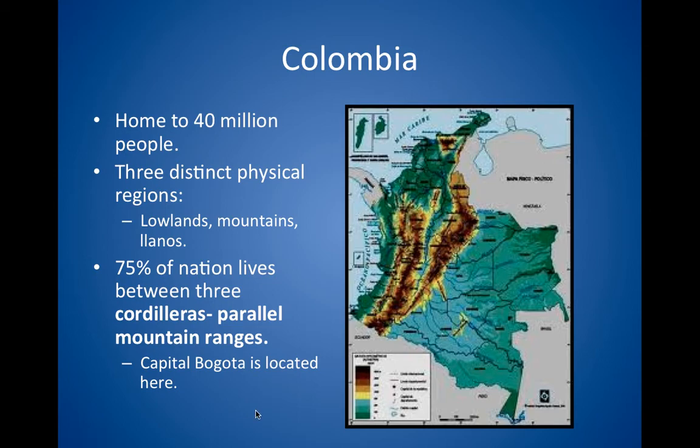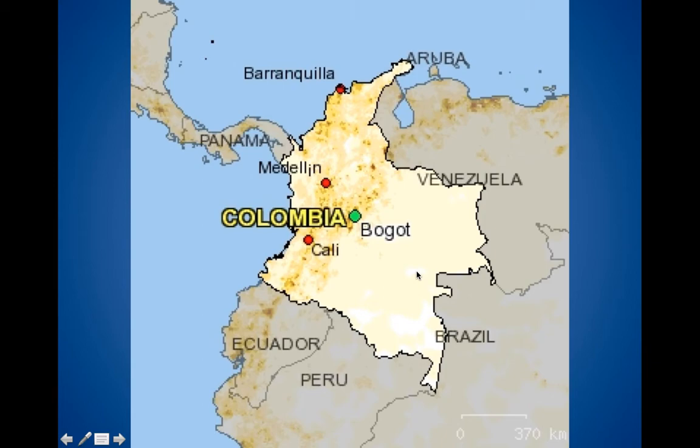So here you can see the cordilleras right here. Here's one, here's two, here's three. And Bogota is right there. So here you can see it better. It says Bogotá, but Bogota.